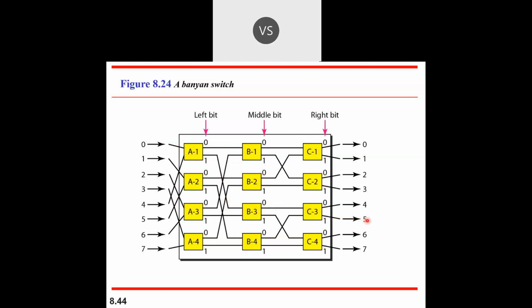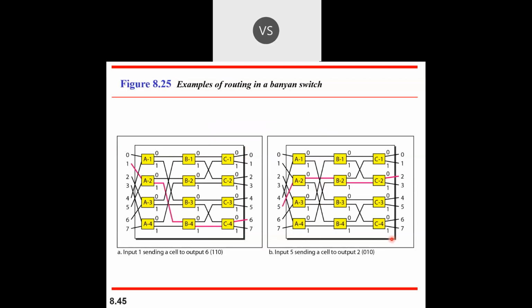So if you want destination 5, what do you need to connect in the switching fabric? Activate 1 here, activate 1 here, activate 0 here, and activate 1 here. So automatically that packet reaches the destination. Likewise, the Banyan switch is there. So this is the example.